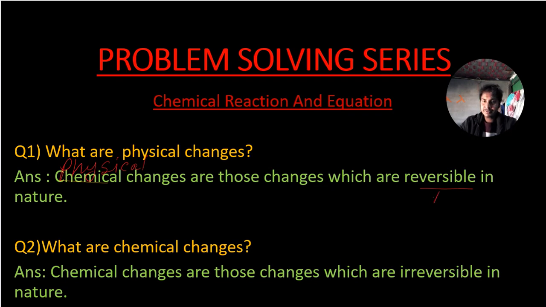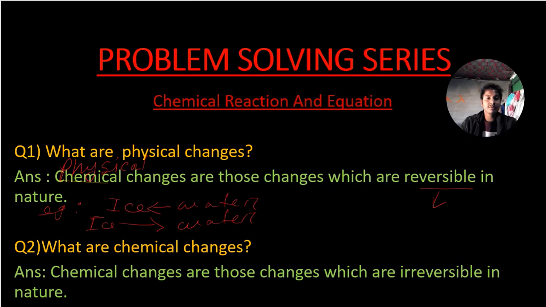What do you mean by reversible? Reversible means if something is reversible, it means we can regain its original form. So one example, ice, which we get from water. Ice we get from what? Water. Now from ice we can get what? Water. So this is what? Reversible process.